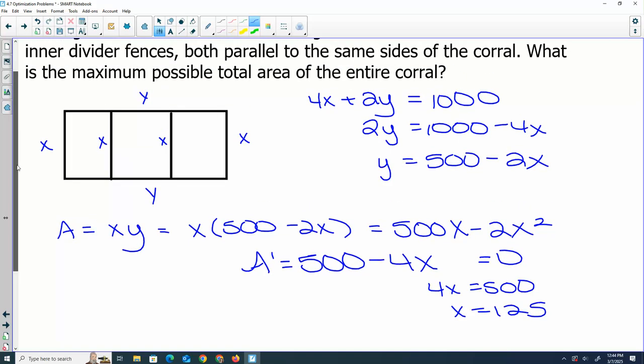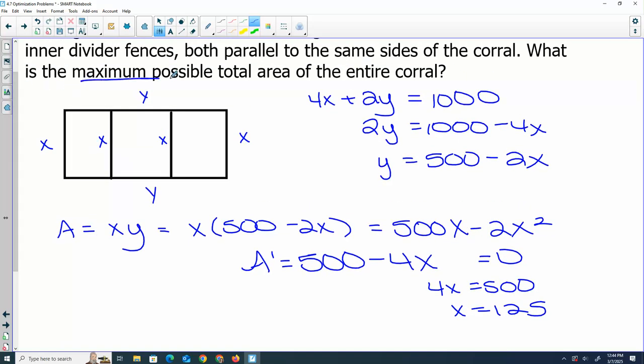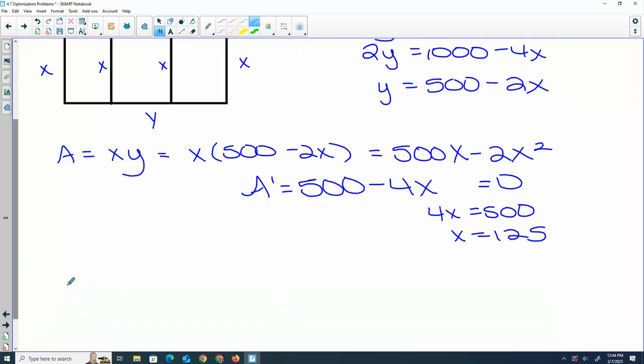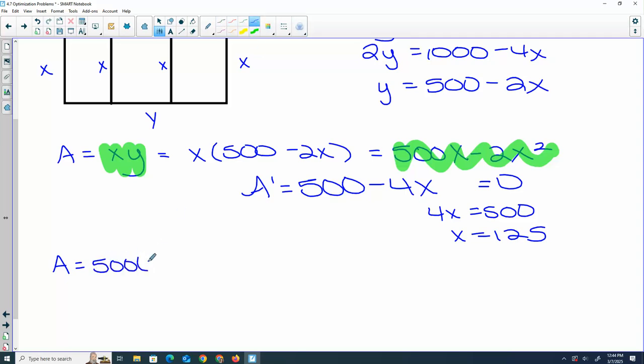So what's the maximum possible total area of the entire corral? So how do we find the area from that? Find y and then multiply them together. Okay, you can either find your y and plug it back into xy, or you could plug it into the 500x minus 2x squared. Either way, we should get the same answer. Yeah, it would probably be easier, nicer numbers, if you found your y first.